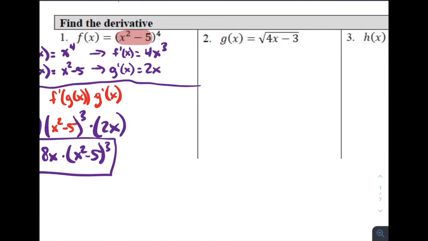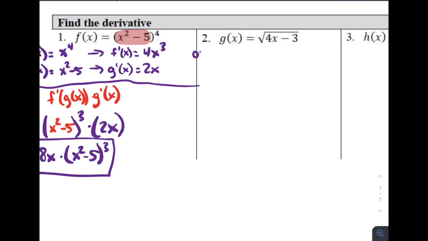I'm showing again what this side work looks like. I'm going to find my outside. I'm going to find my inside. My outside I call f of x. My inside I call g of x. The inside of our square root here is that 4x minus 3. So that is the inside.